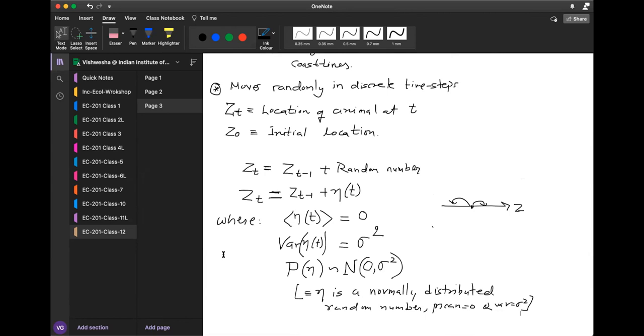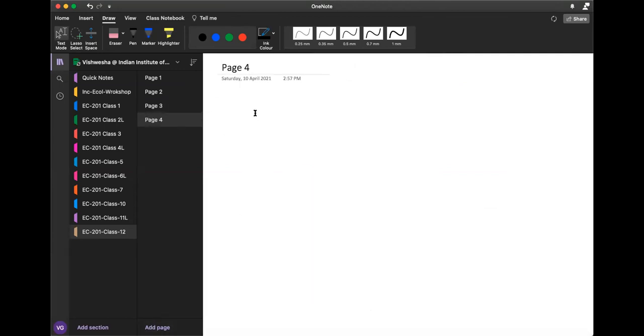Is that fine? Any questions on this so far? Okay, no questions. Let's go to the next page. So what we have done is written down the animal movement in terms of an equation. Let us see, given some value of z_{t-1}, I have added a random number to it. Is z_t also a random number now? Yes. So basically z_{t-1} was some given value and then I have added a random number. Therefore z_t is a random number.